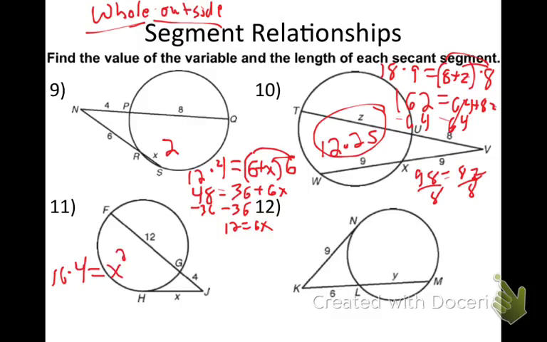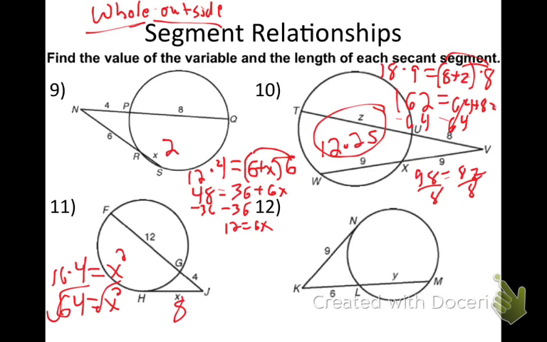16 times 4 is? So I get 64 equals x squared. What undoes the squared term? Square root. So I take the square root of 64 and I get 8. X is 8. Good job.